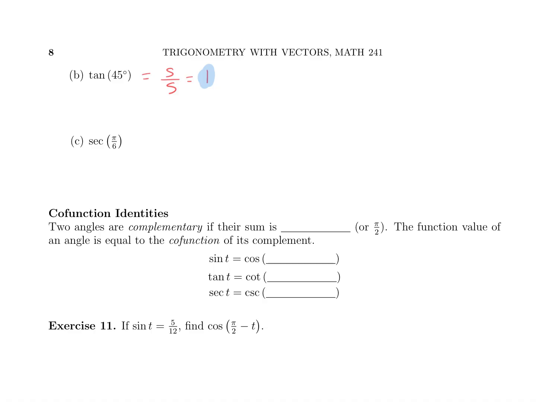All right, the last one of this type of problem is the secant of pi over 6. Pi over 6 is equivalent to 30 degrees. You can verify that if you do the conversion. Let's go back to the triangle. 2s over square root of 3s, and now we can cancel out the s's, and we end up with 2 over square root of 3. However, we do need to rationalize the denominator.